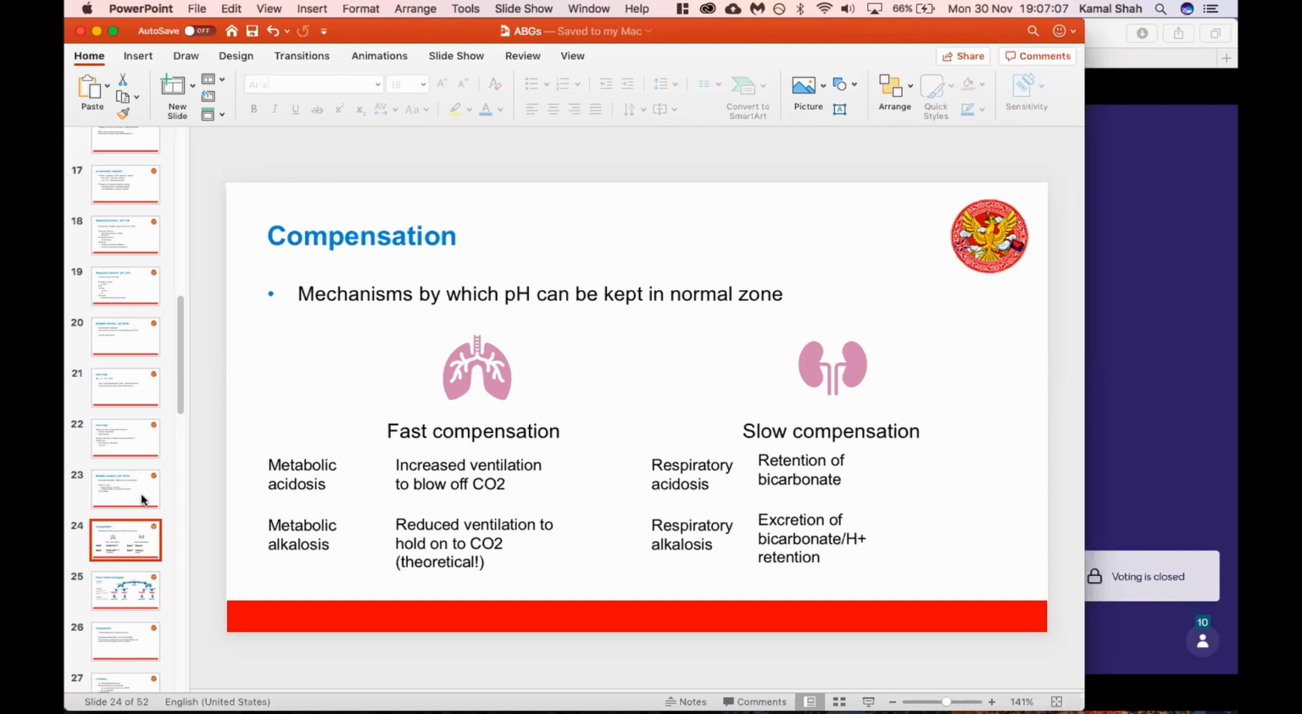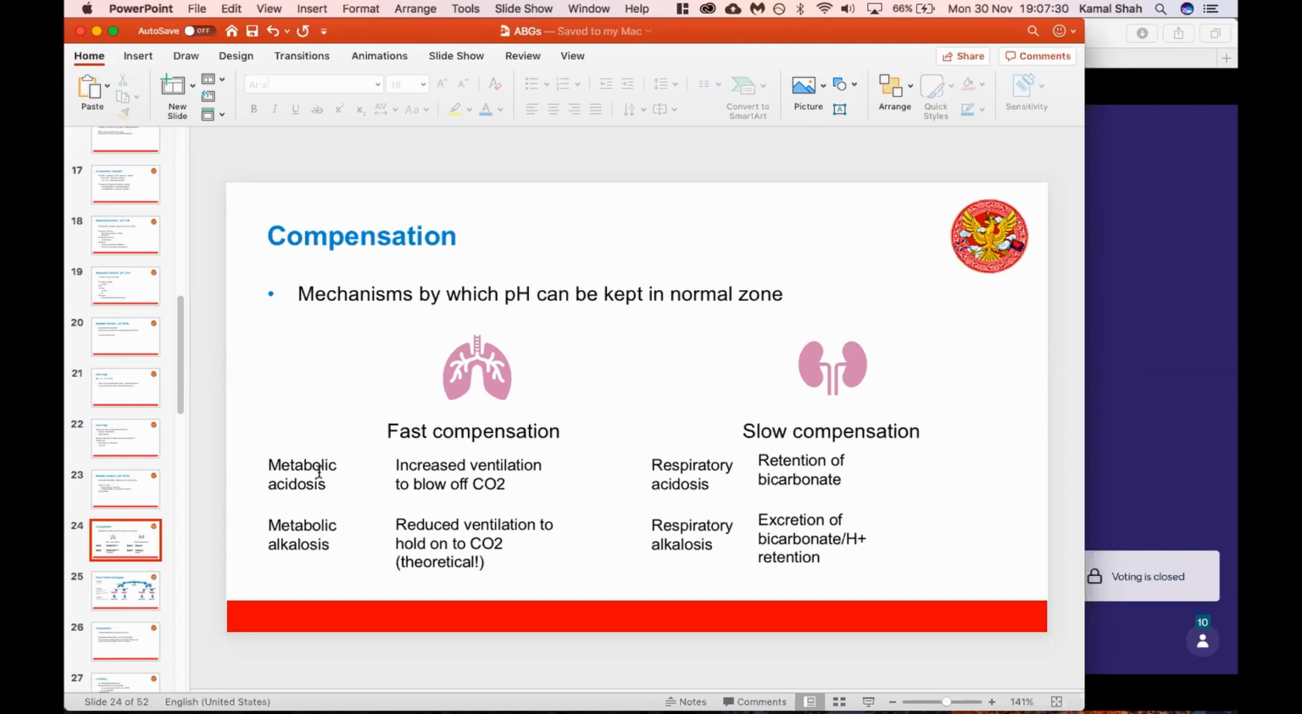The one thing to remember is that the lungs can compensate very quickly, whereas the kidneys take a very long time to compensate. It takes a long time for the mechanisms in the kidney to kick in and change the amount of bicarbonate, to excrete more bicarbonate or to retain bicarbonate.